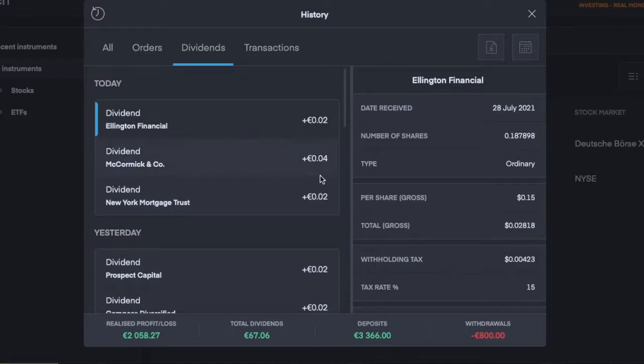And it was another reasonably quiet day. There were three dividend payments for a total of 8 cents, and all of them were ordinary dividends. So the usual 15% withholding tax. And I also deposited another €4.